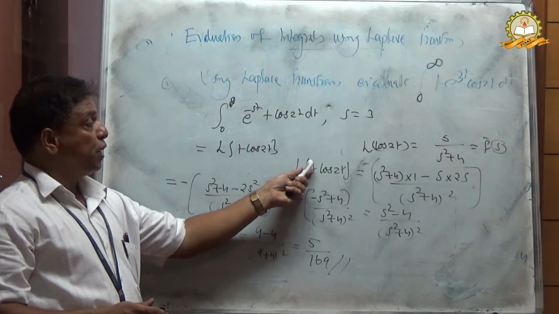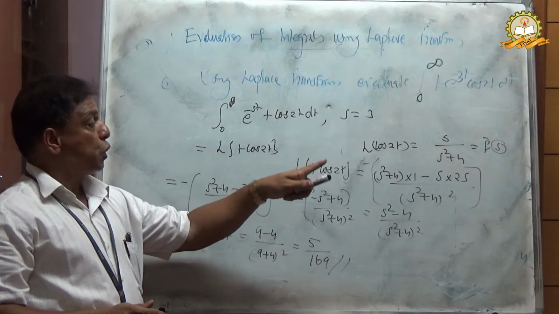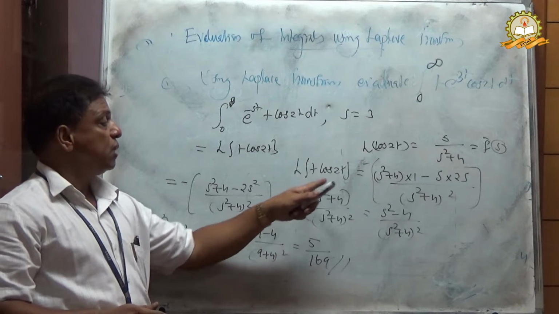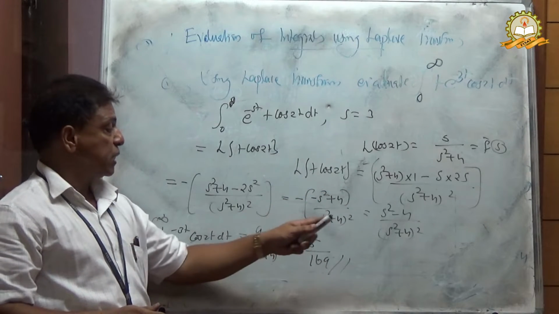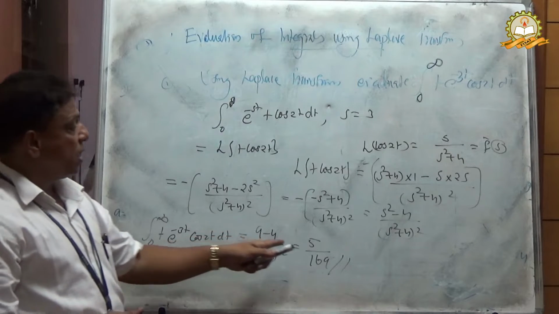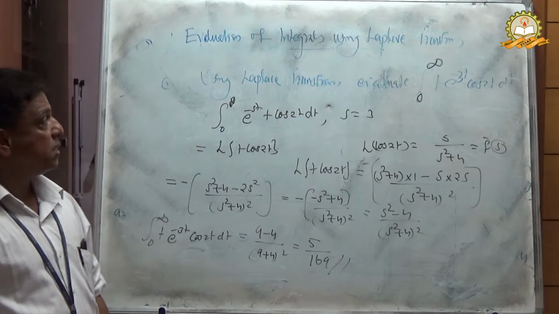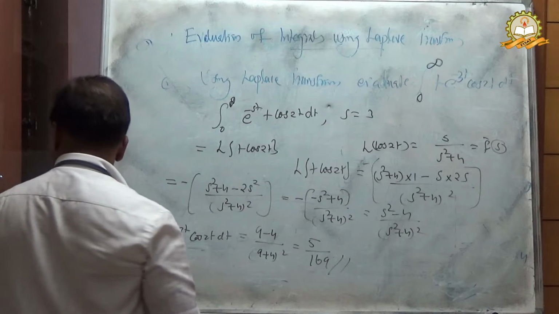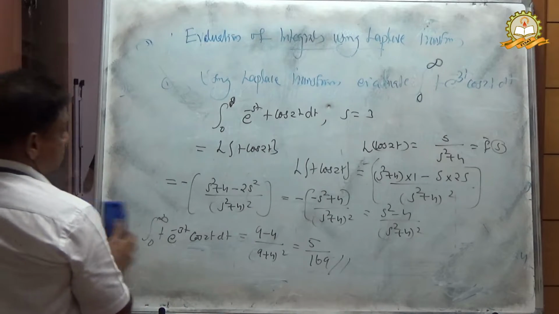Here the power of t is equal to 1. Therefore, the derivative should be multiplied by minus 1. Therefore, we get s square minus 4 by s square plus 4 whole square. Finally, put s is equal to 3, and we get 5 by 169. This is the answer. This is the method. Then we can do the next problem.